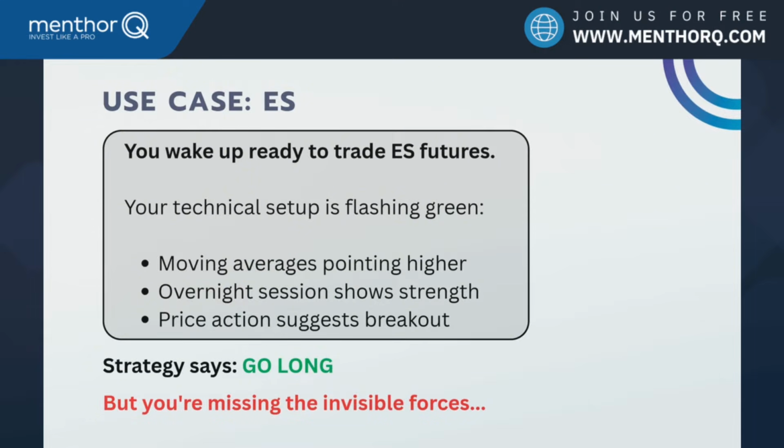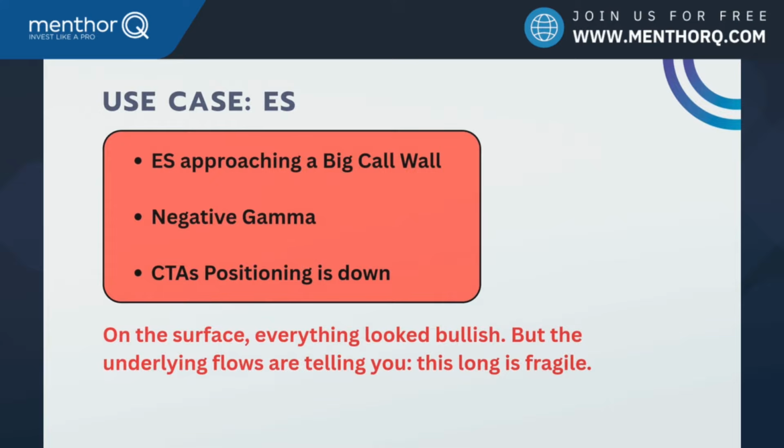But there is a problem. If you only look at the chart, you're actually missing a lot of the invisible forces shaping the futures market. So here is what MenthorQ actually can show you before you take the trade. So let's actually look at ES. So we can show you that ES is actually approaching a big call wall or big call resistance level with a lot of gamma expiring today.